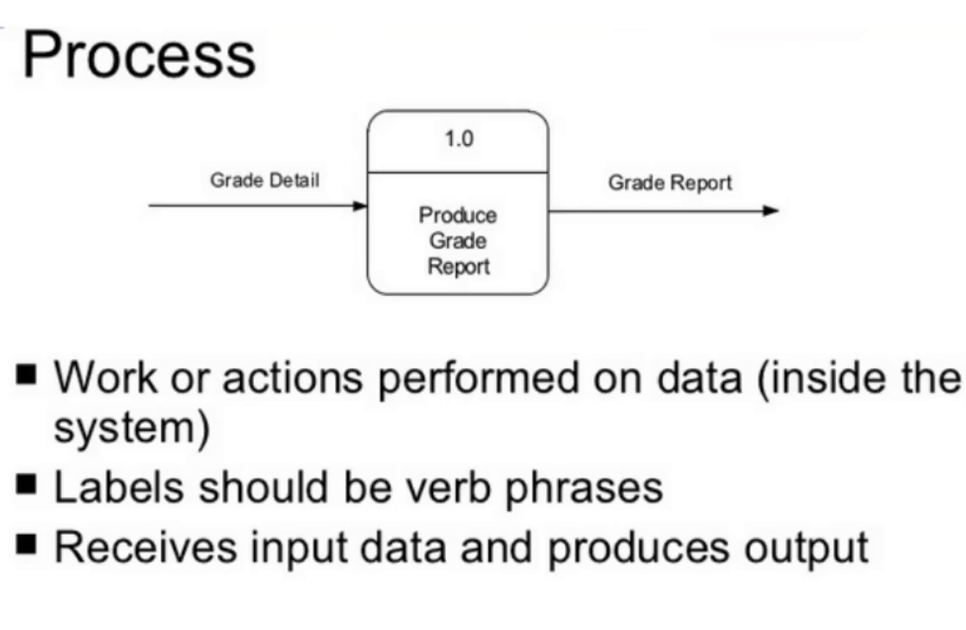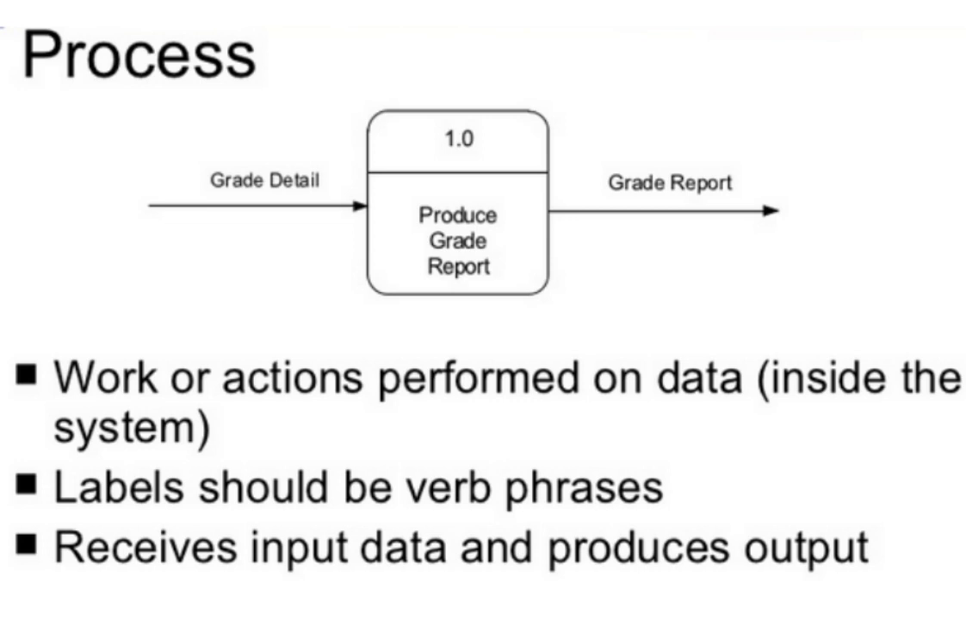Let us understand the process. We are using Gane and Sarson's symbol for representing a process here. The process is the work or actions performed on data. That is, what is happening inside the system is represented through the process. Here, the process is producing the grade report. There is one input, that is, the input data is grade detail. It will be processed, and the output data is the grade report.